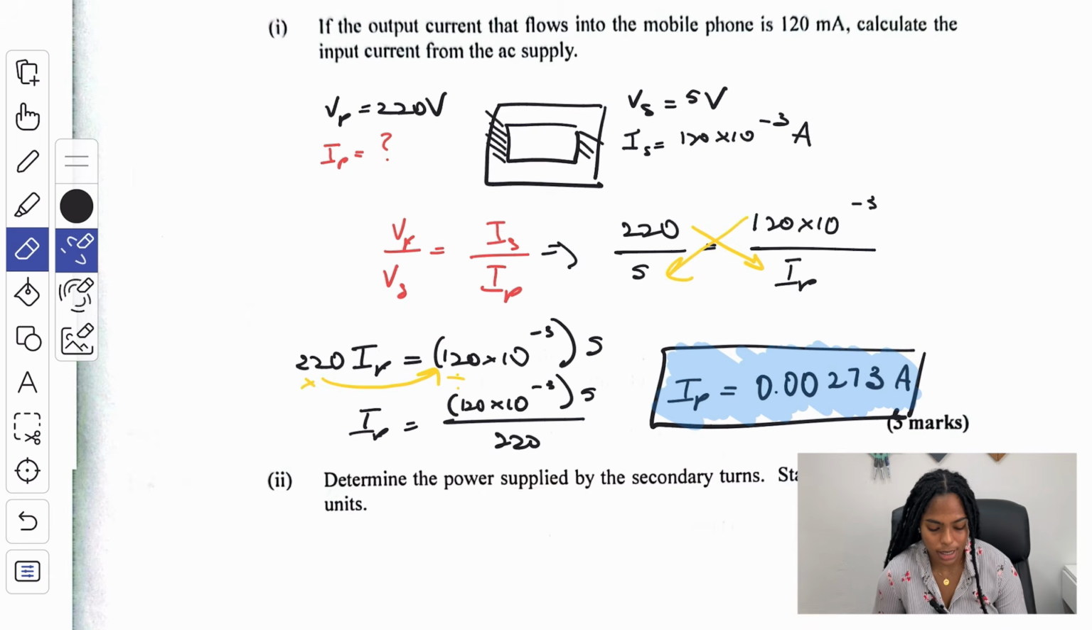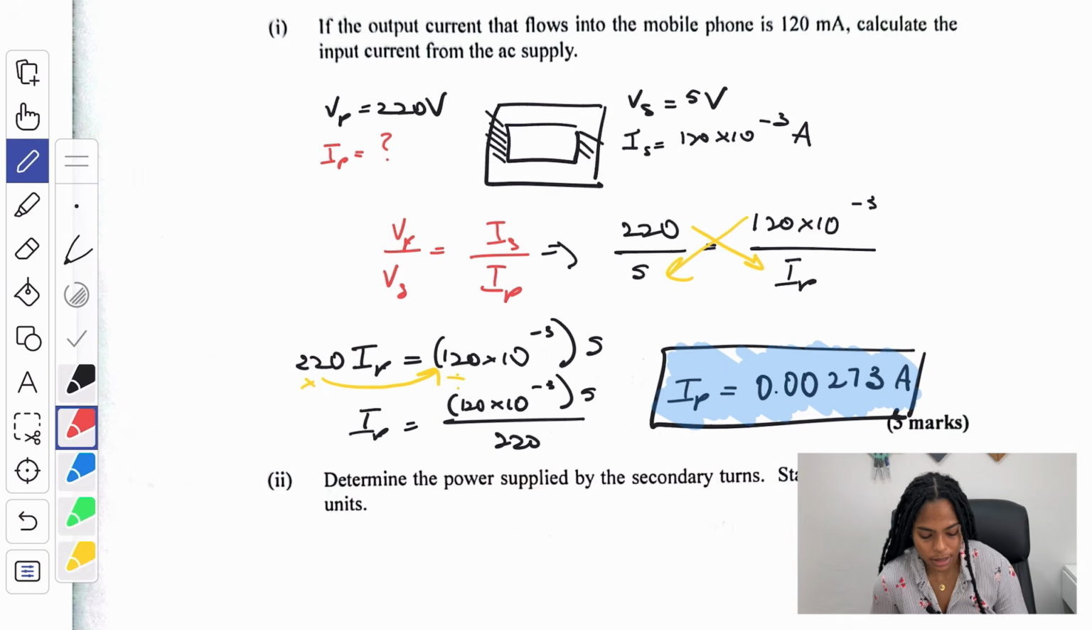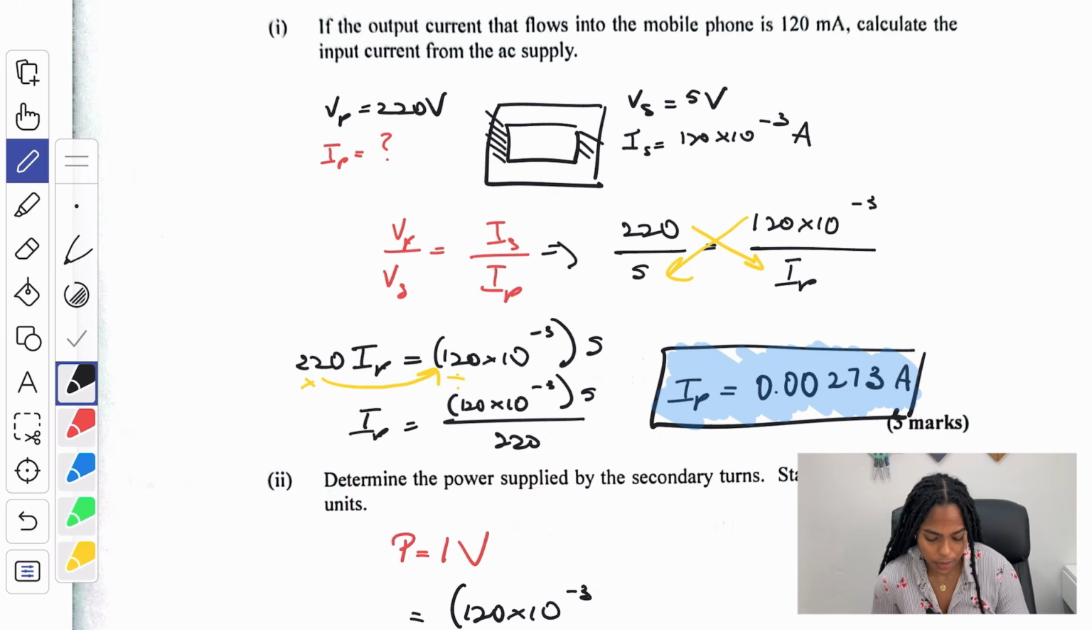So now they're asking us to determine the power supplied by the secondary turns of power. Now power supplied is usually given as P is equal to IV. And since they mentioned the secondary side, we need the secondary current, which is 120 times 10 to the negative 3, and the secondary voltage, which is 5. So 120 times 10 to the negative 3 times 5 gives me 0.6 watts.